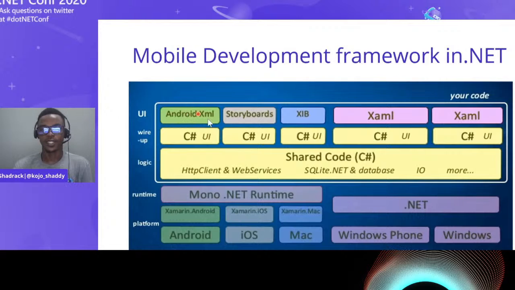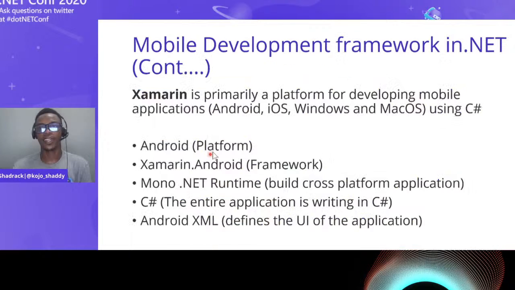I'm not going to go into details with this because we are just dealing with this in the next 30 minutes. Then we move on to our demo. So here, that's what I'm going to do. I'm going to Xamarin. So I have the Xamarin definition here, which states Xamarin is primarily a platform for developing mobile applications. So Android, iOS, Windows, and Mac OS using C#. Okay. So the Android is a platform we are going to target actually. Then Xamarin.Android is a framework.